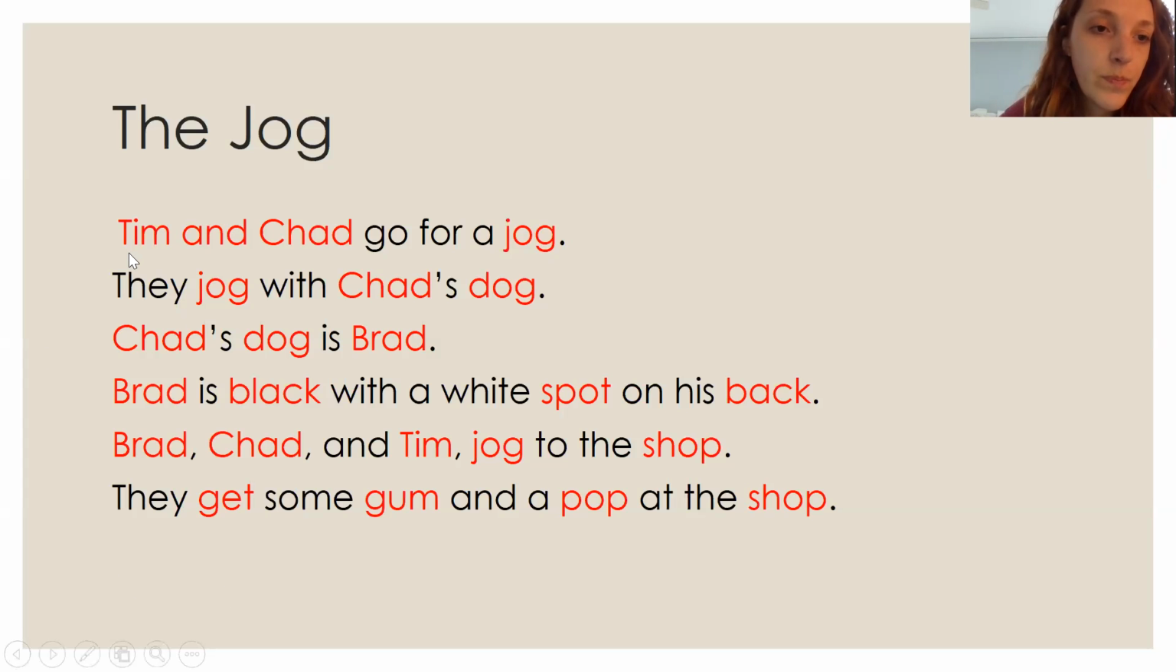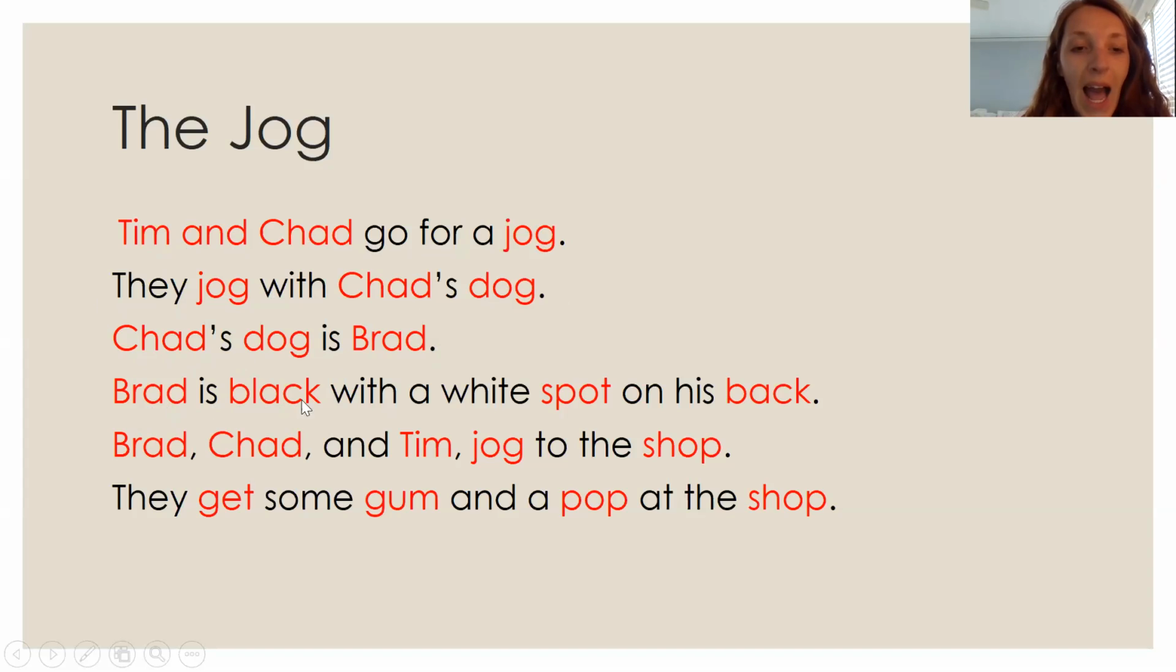Let's read it together. I'm going to read it first slowly, and then I want you to try to read it by yourself. Tim and Chad go for a jog. Notice here, go. O says ah if it's short. But notice here, it doesn't have a consonant closing it in like jog does. So that's why it made the O sound. Isn't that interesting? Tim and Chad go for a jog. They jog with Chad's dog. Chad's dog is Brad.